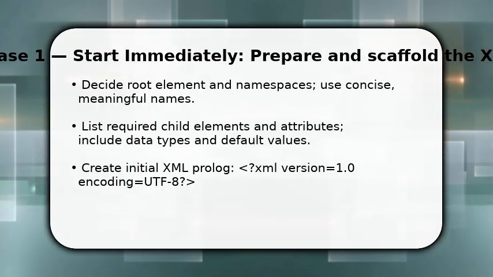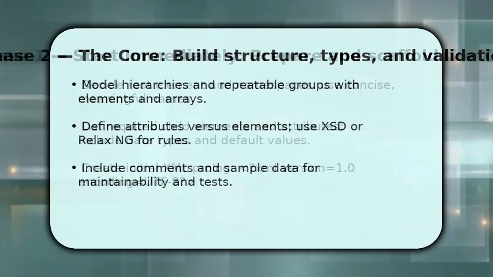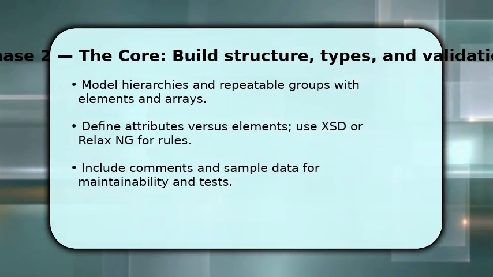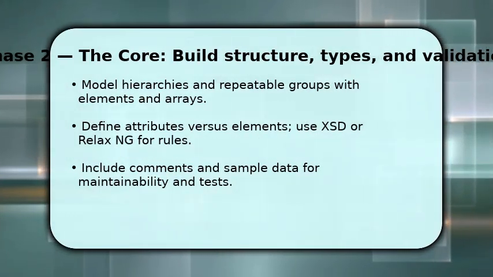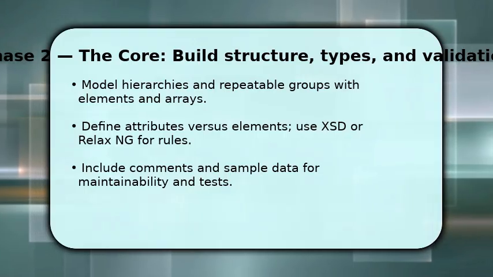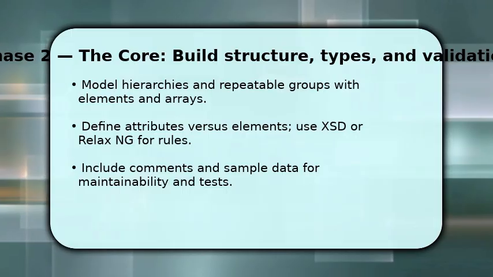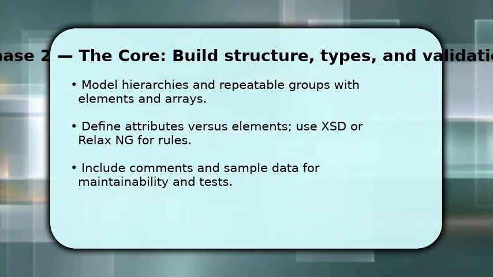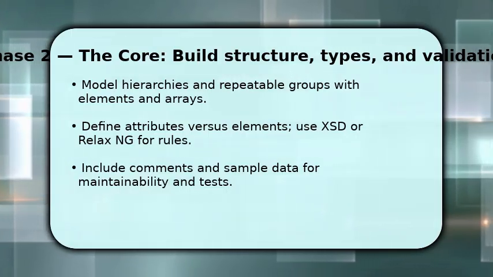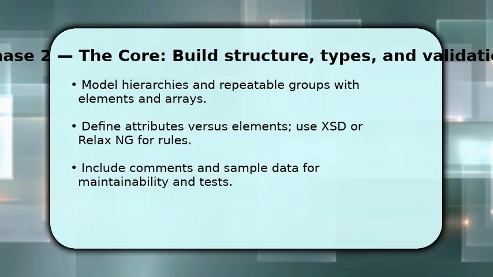You now flesh out the core structure, model hierarchies, repeatable groups, and nesting so data maps cleanly to your domain. Decide when to use attributes versus elements. Attributes fit metadata, elements hold complex content. Create an XSD or RelaxNG schema to codify types, required fields, and constraints.